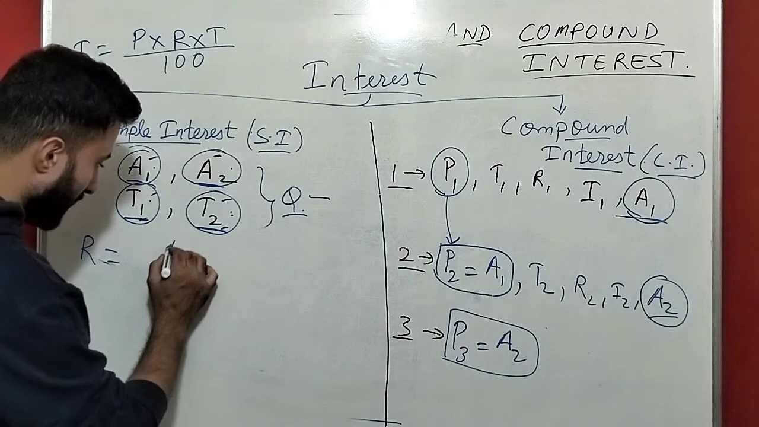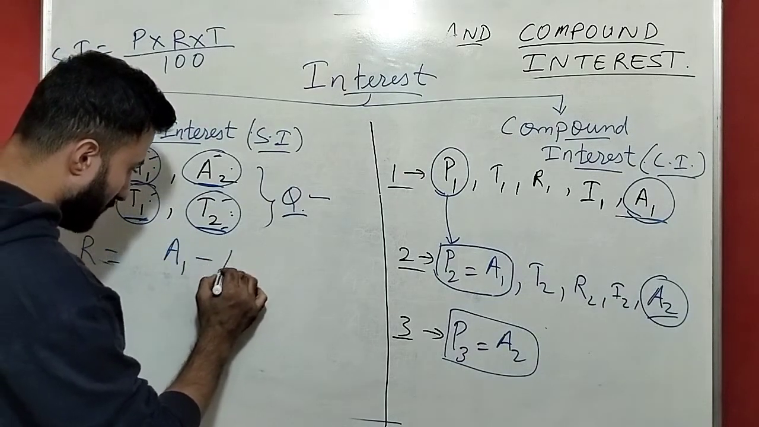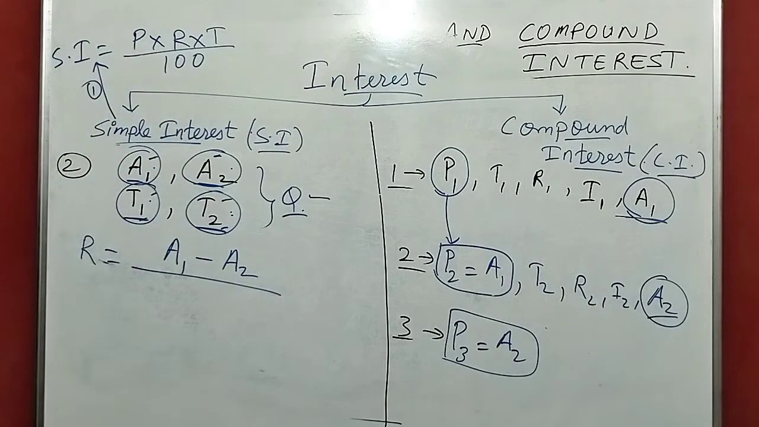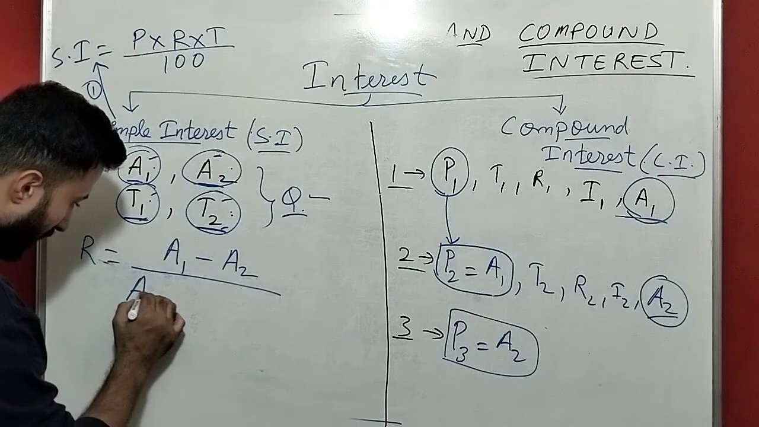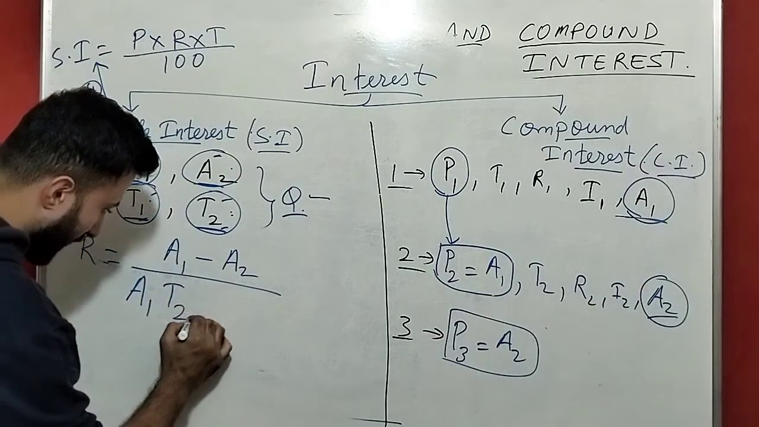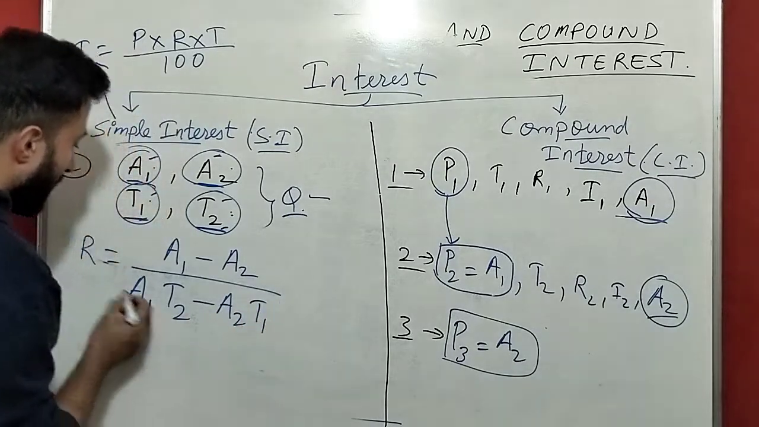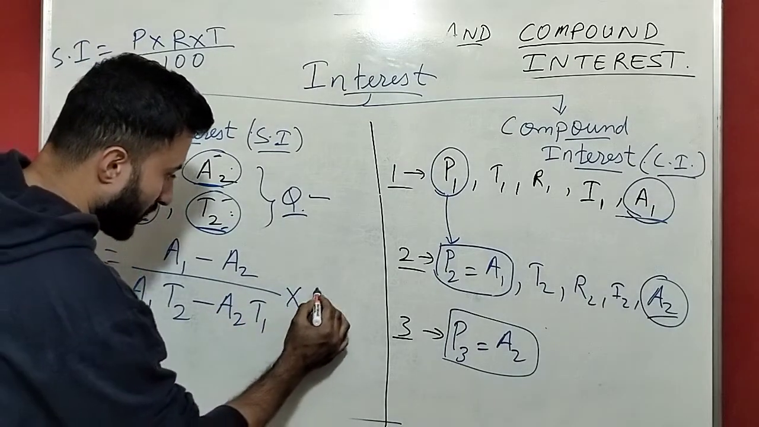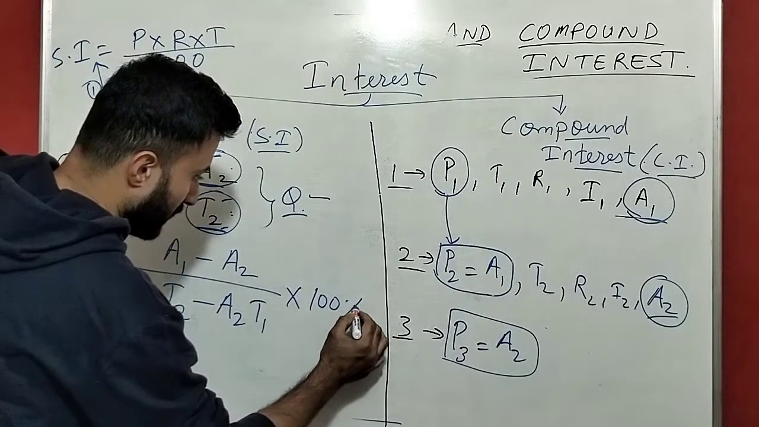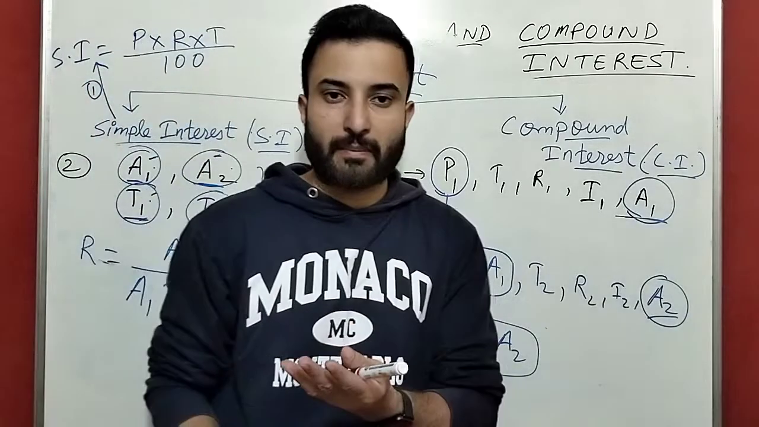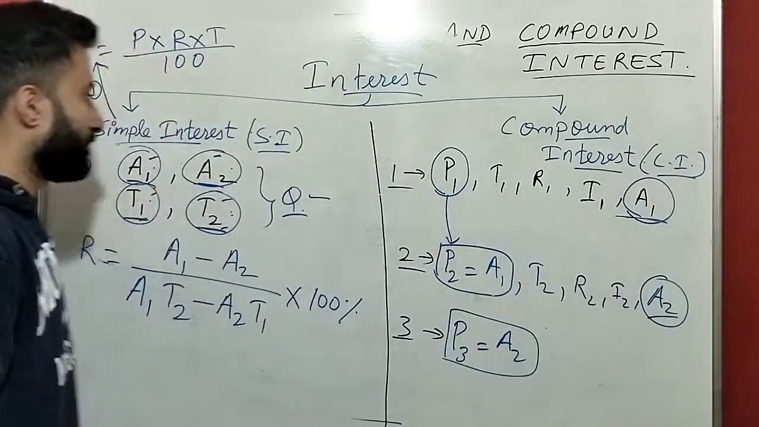So the formula will be: amount 1 minus amount 2, divided by amount 1 times time 2 minus amount 2 times time 1, and then multiplied by 100, because the rate of interest is in percent. So you multiply with 100 and you get it in percent.